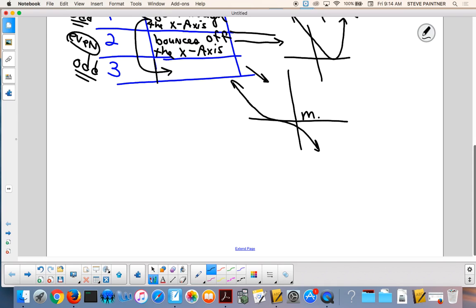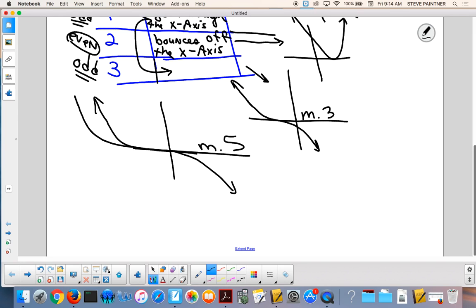Hey guys, what do you think a multiplicity of 5 would look like? It goes through, but really slow. So the bigger the multiplicity, the slower it goes through. You get it? Does it have to go that many spaces? No, Colby, I'm just kind of estimating. A multiplicity of 7 would take more time to go through. It would just ride the x-axis.